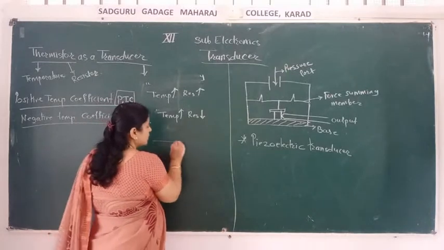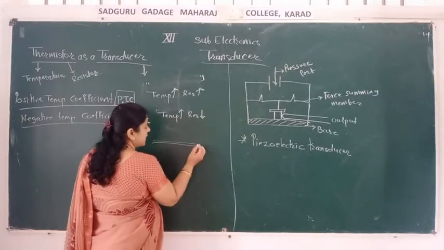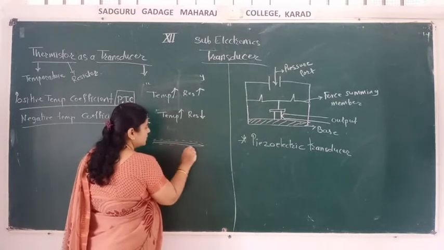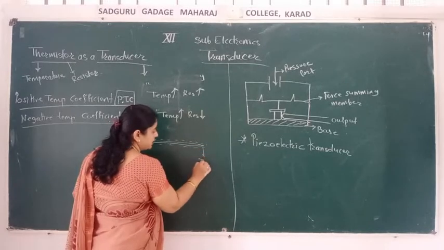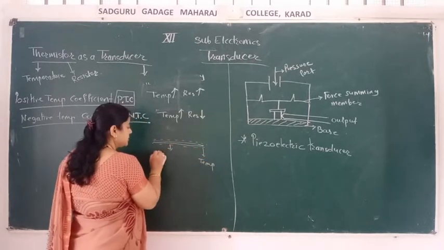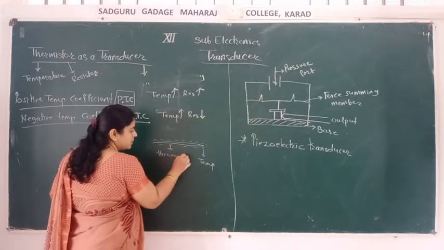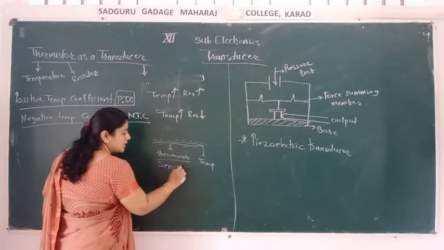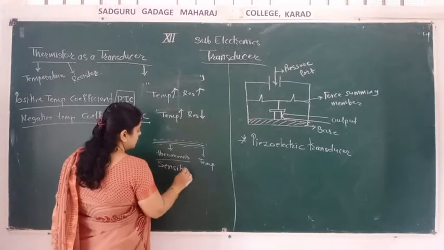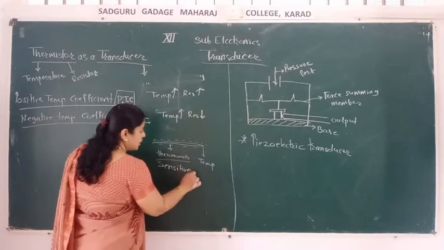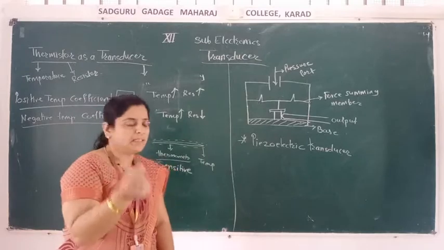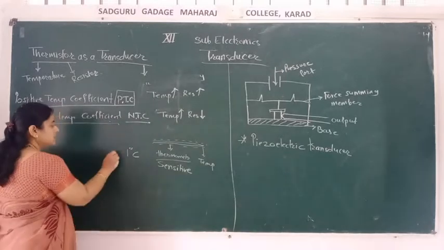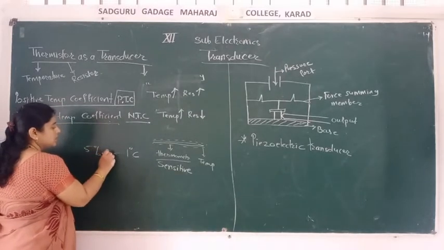You know the thermistor diagram means what? It is nothing but a thermometer. What happens in the thermometer? If temperature is given here, it is a thermometer which measures the temperature. It is very sensitive, because if only 1 degree Celsius of temperature is given, there is a 5% change in resistance.